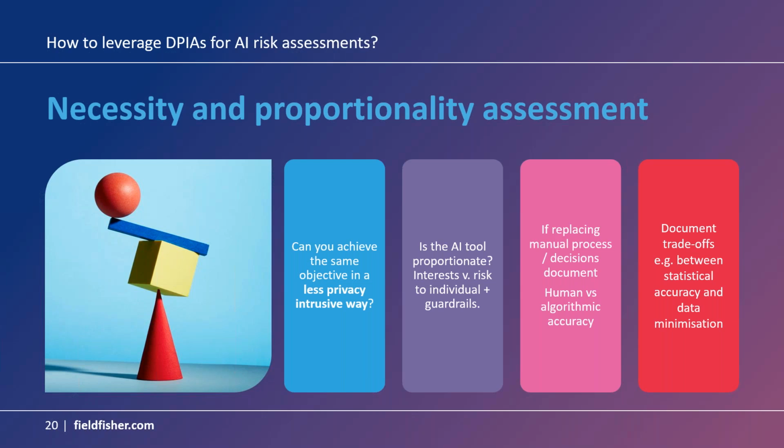In the second column, we see that the question we have to pose to ourselves is: is the AI tool proportionate? Interest versus risk to individual rights, and guardrails to that. The proportionality part of your assessment should evaluate your interest against the risks to the rights and freedoms of individuals.